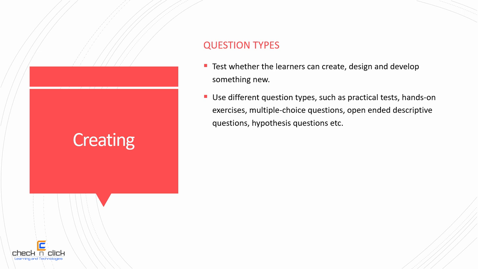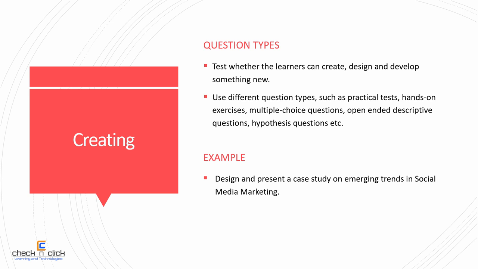In software training, the creating level of learners is tested in the form of lab exercises. These lab exercises are designed to let the learners create something new based on what they've learned. A good example of testing creation is assigning a task like asking learners to design and present a case study on emerging trends in social media marketing. This question demands some prior knowledge of social media marketing. Here, the learners must gather information from multiple sources and put it together for their presentation.